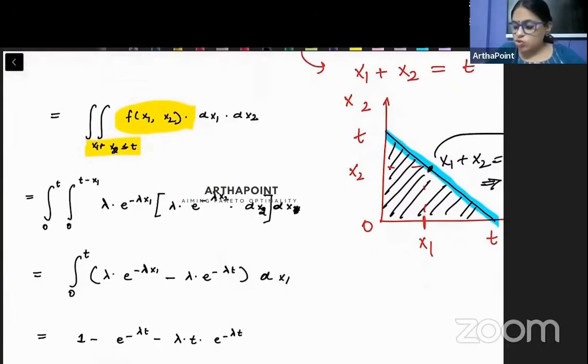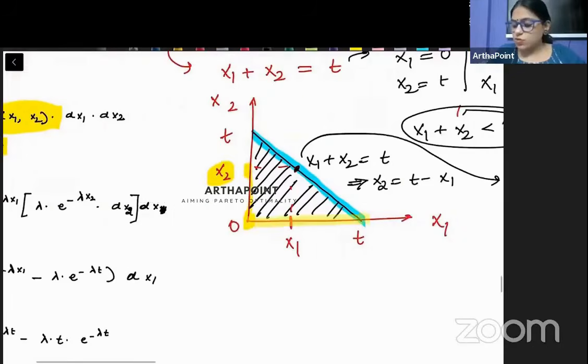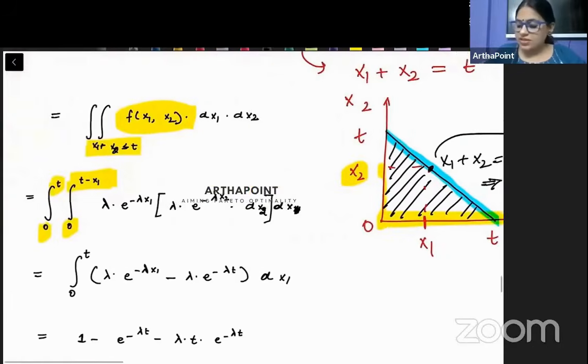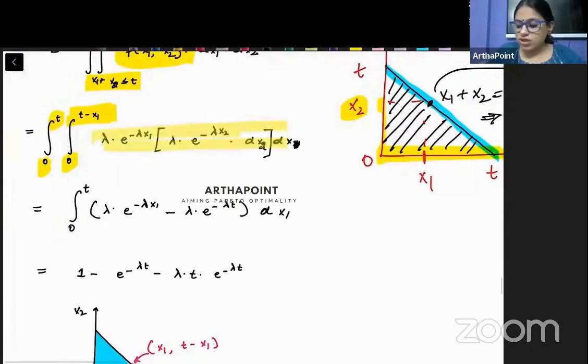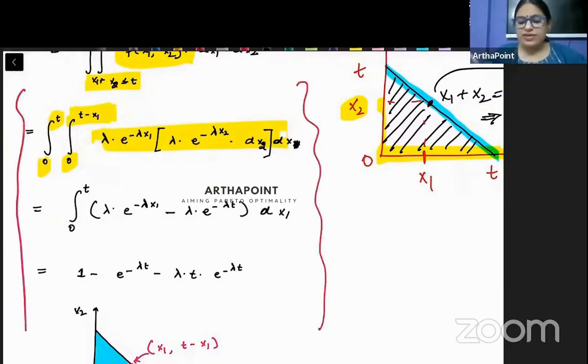So my x2 goes from 0 to t minus x1, and then x1 goes from 0 to t. And this is the joint distribution function, which is given to us. Actually this is from last semester and is not that relevant for this semester. We have already done this thing.